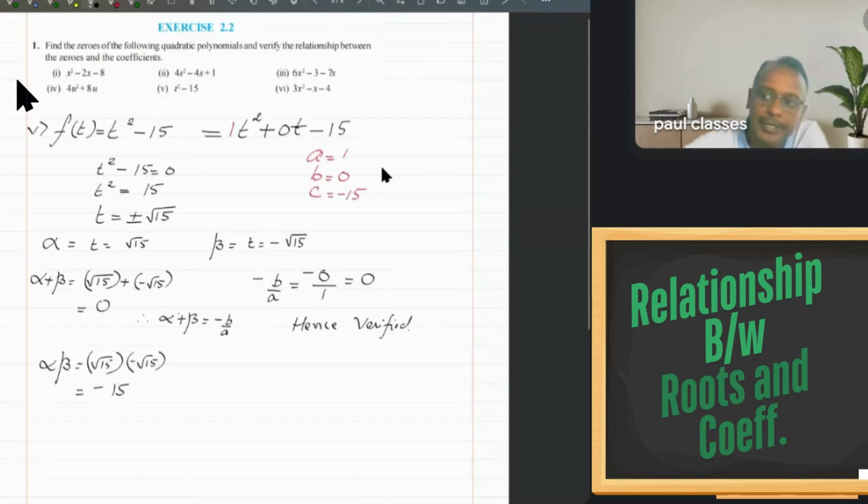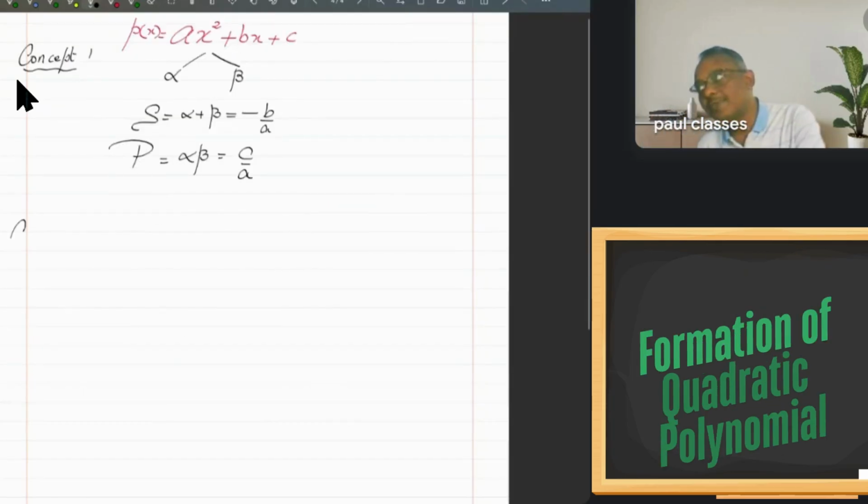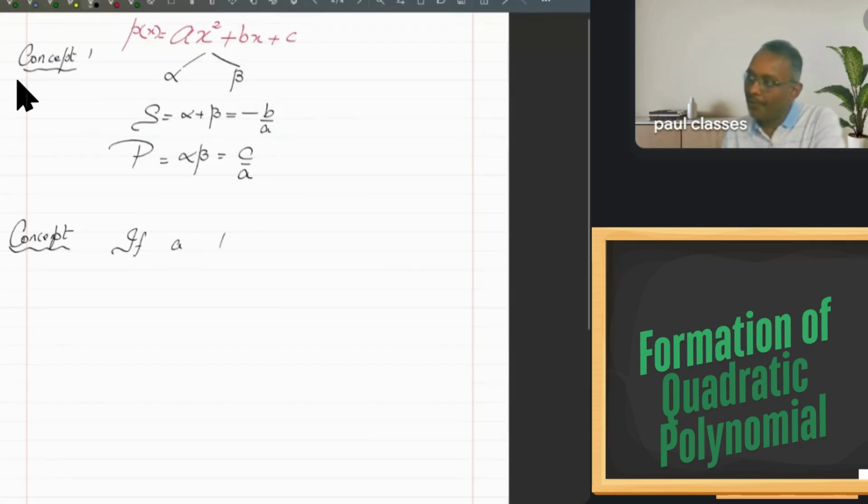समझ में आ रहा है ना? You find out what the value of c by a is. C is minus 15, a is 1, which is also equal to minus 15. Therefore, alpha beta is equal to minus 15, hence verified. Chalo. Now, another concept that you have to learn is if a polynomial has roots as alpha and beta.